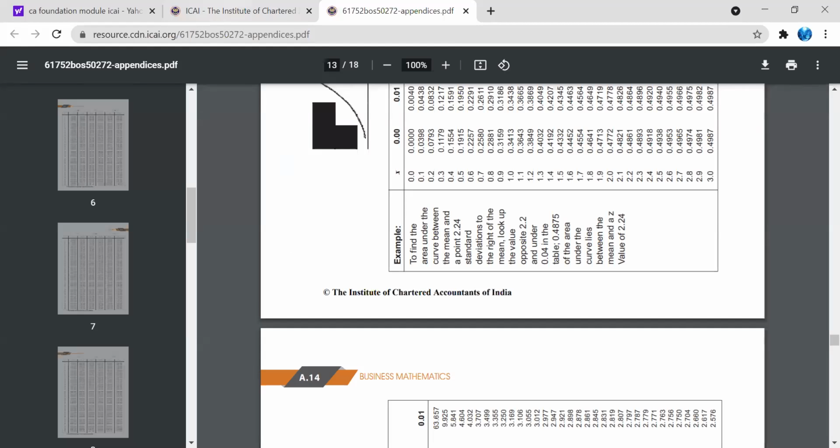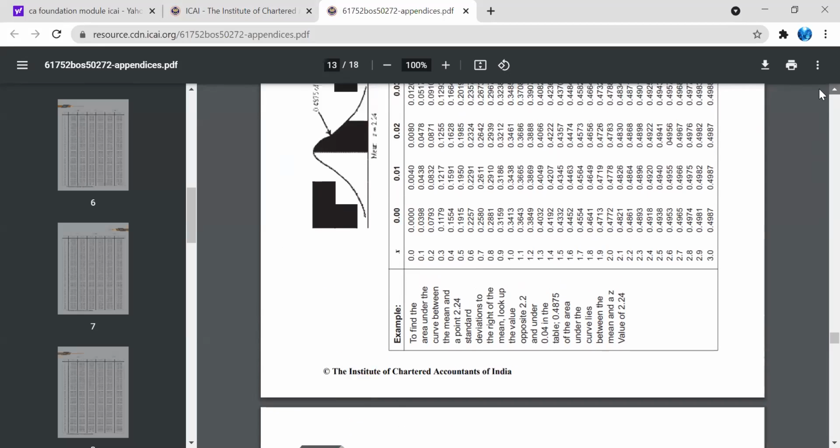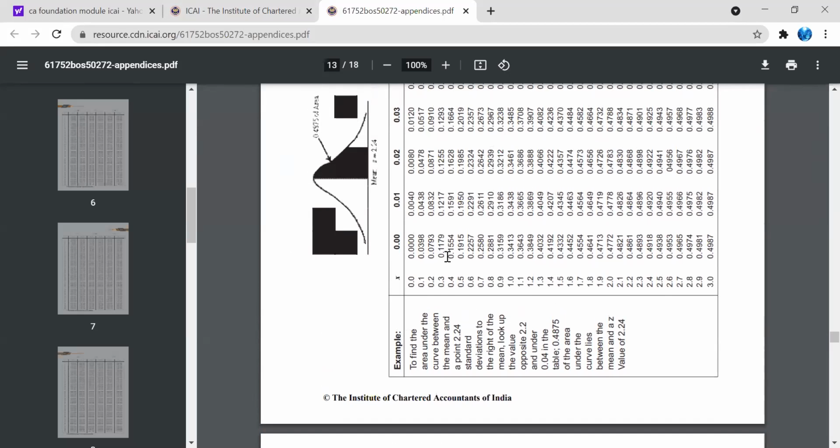Now in Z table, see this is X and the values of X are 0.0, 0.1, 0.2, and so on, 0.3 and so on. तो X में जो values है ना वो हम लोग 0 integer point first decimal point ले लेते हैं. And then the second decimal point we will search in the table. So this is actually the second decimal point.